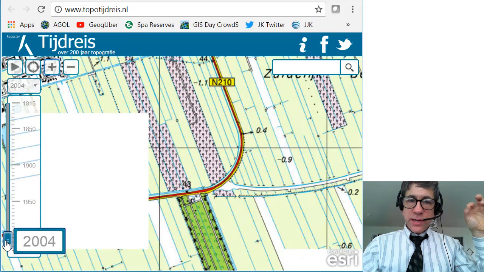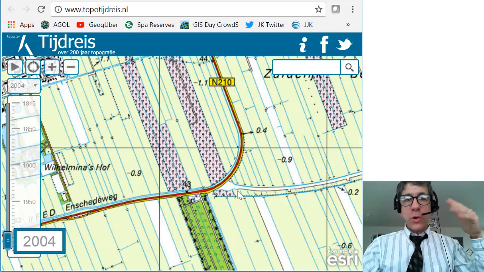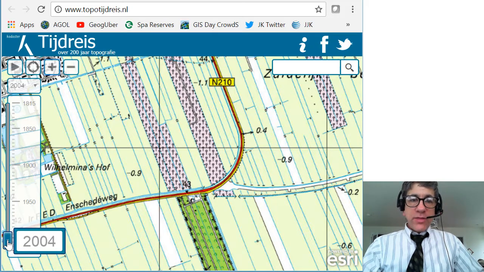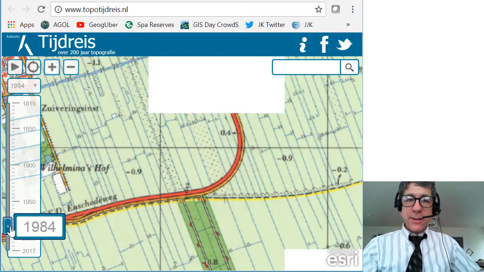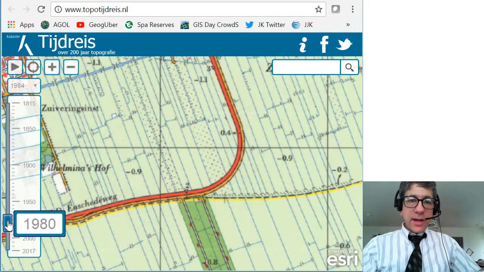And if you go up to 2004, now we've got the road being built there. So sometime in the last 14 years, actually about 14 or 15 years ago, that extension to the east was built. Well, let's resume our journey back in time. Let's go back to the 1980s. We can see that road still curving around.